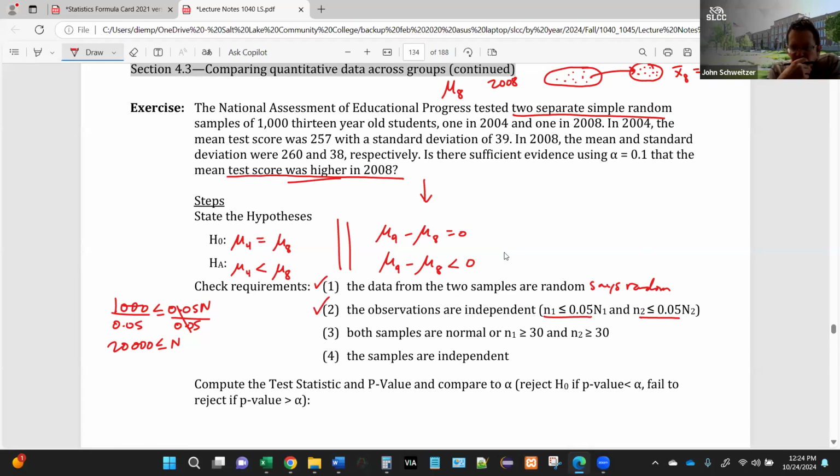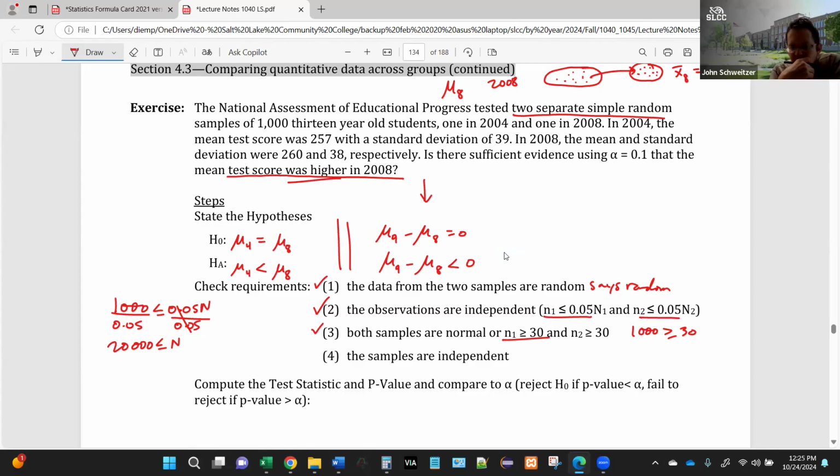Okay, so then both samples are normal. Well, we don't know that they're normal, but that doesn't matter because we have large enough samples, right? So we would just say, well, 1,000 is definitely greater than or equal to 30. So the central limit theorem will kick in.